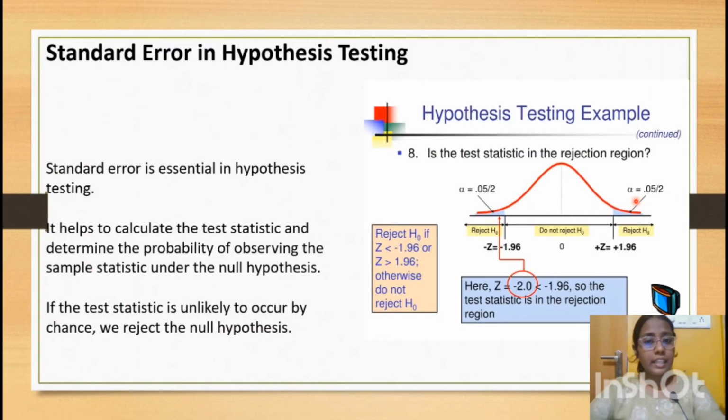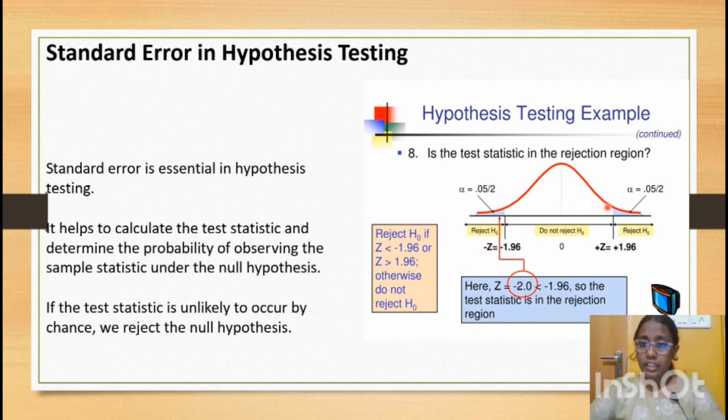Standard error in hypothesis testing. Standard error is essential in hypothesis testing. This is also one of the main important applications of standard error. It helps to calculate the test statistic and determine the probability of observing the sample statistic under the null hypothesis. If the test statistic is unlikely to occur by chance, we reject the null hypothesis.